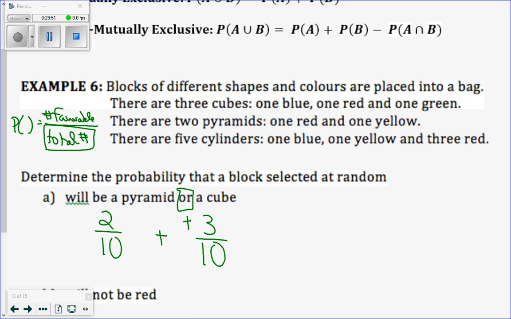Now, is there any overlap? So you always have to check for overlap. Can you select a pyramid and a cube? Is there any way to have a pyramid and a cube? No. Okay. So there's no overlap. So it's just 5 out of 10. So in other words, you got a 1 in 2 shot of selecting a pyramid or a cube.